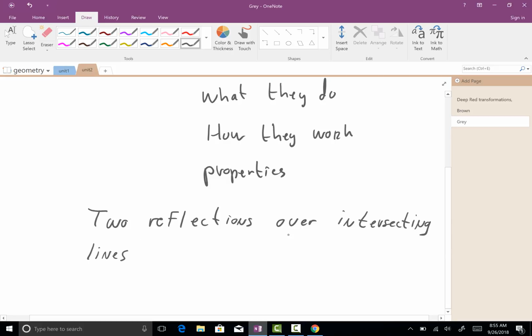Yeah. Two reflections over intersecting lines give a rotation. All right? Two reflections over intersecting lines give us a rotation.